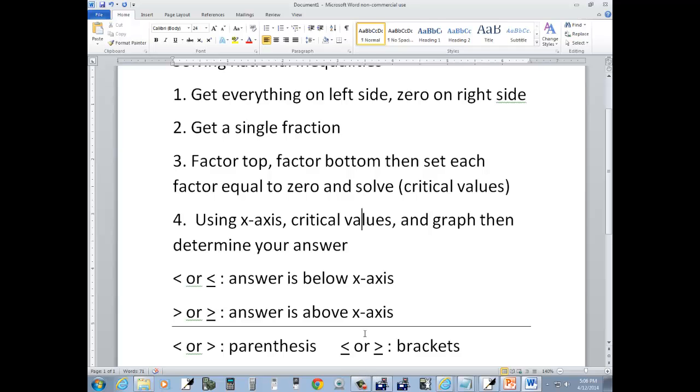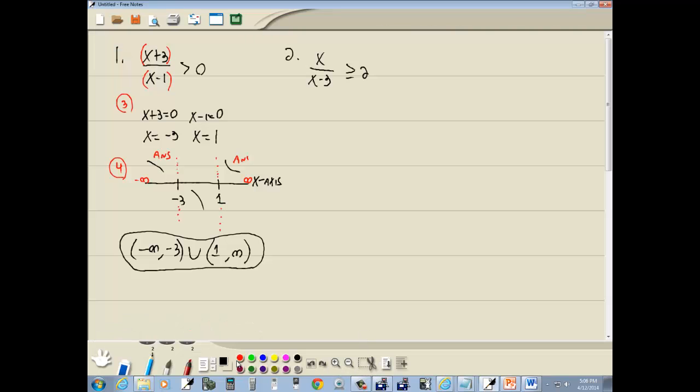Okay, first step, get everything on the left side, 0 on the right side. So we're going to take this -2 and move it to the left side. This is step 1. So we got x over x minus 3 minus 2 is greater than or equal to 0.